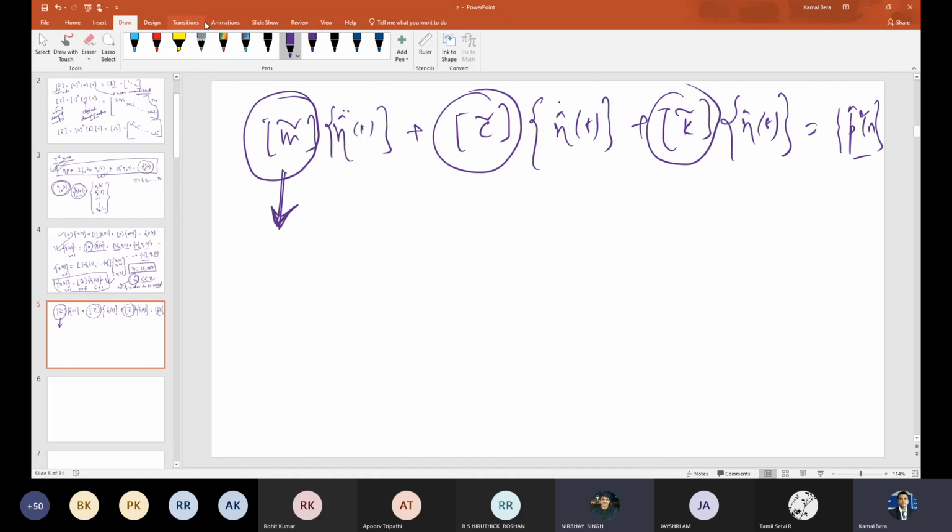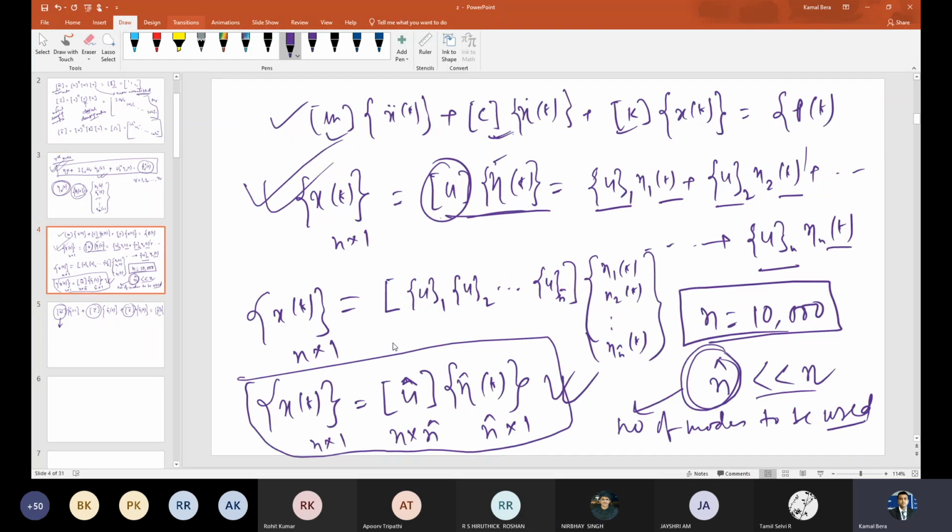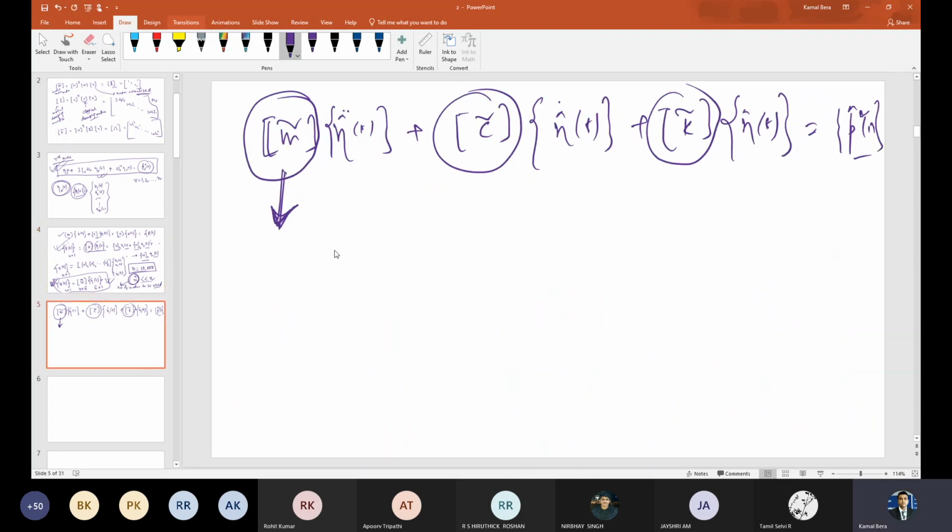N cross n. How is it coming m hat? I am asking in this context, the truncated condition, that is when I am using n hat modes instead of n. What is the size of this m, c, and k? So n into n hat.